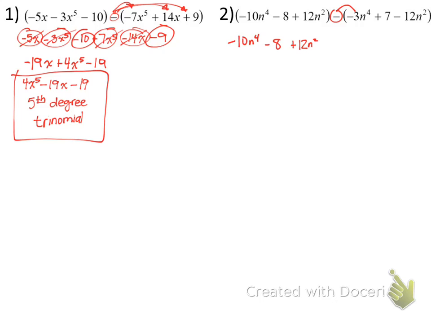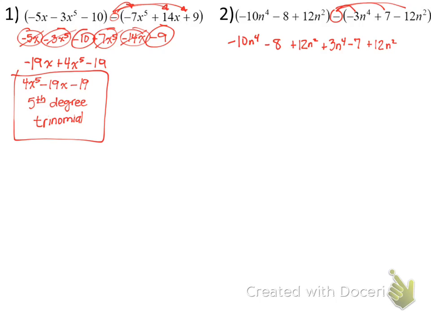So negative times negative 3n to the 4th is positive 3n to the 4th power. We have negative times positive 7, which is negative 7. And we have negative times negative 12n squared, which is positive 12n squared. Okay. So now we've distributed that negative sign. Now what we're going to do is combine like terms.